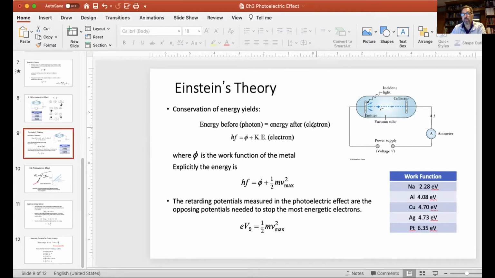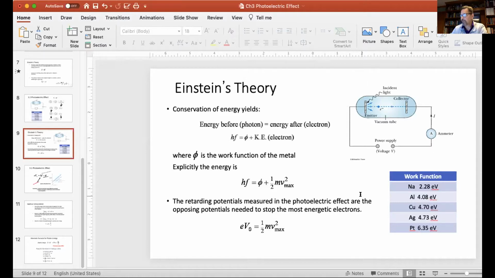And here it is again in a completely different experiment, but it explains why a particular frequency is necessary to kick an electron off some sort of metal. And if you didn't have that particular frequency, if your frequency was too low, it didn't get there. And so hf is the minimum energy you have to have above this thing called a work function. And I've shown some typical work functions for a number of metal photoelectric materials.